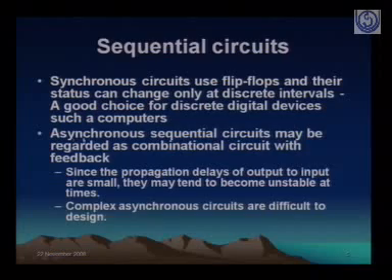Now when is that particular change going to happen? Well, for that you require a clock. But before that, let's try to look at asynchronous sequential circuits. Asynchronous sequential circuits may be regarded as combinational circuits with feedback. So certain feedback makes it, and they continuously change their state. Since the propagation delay of output to input is small, they may tend to become unstable at times. So this may happen. They may become unstable and they are not desirable for discrete digital devices like computers. Complex asynchronous circuits are also difficult to design, and that's why we normally do not use these devices in computers. So what do we use?